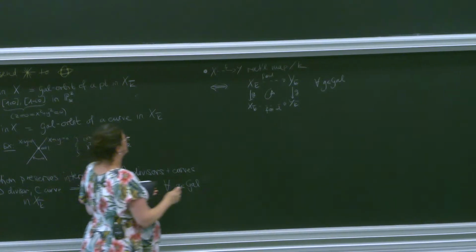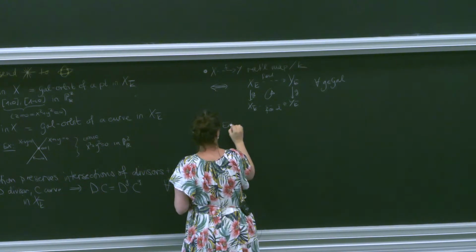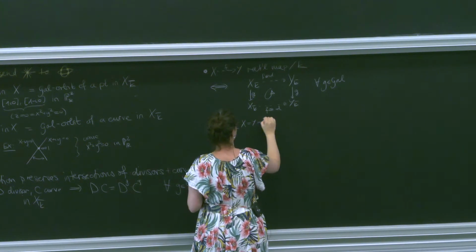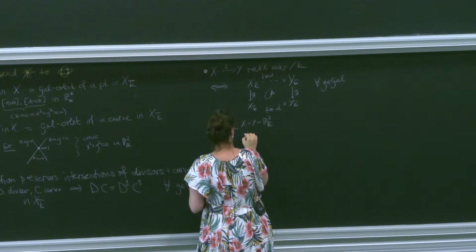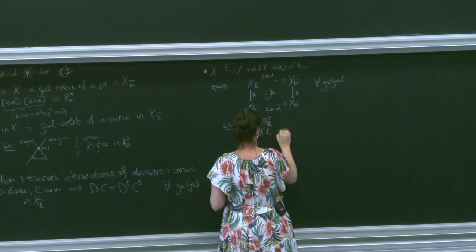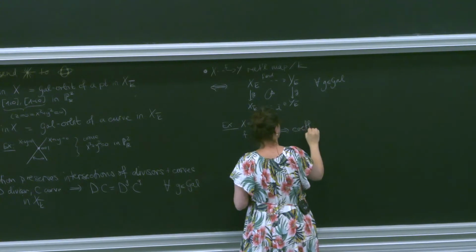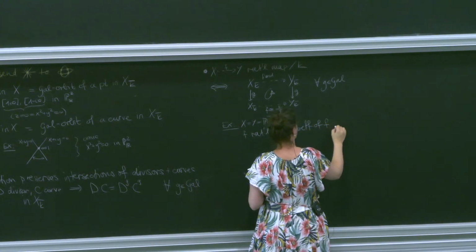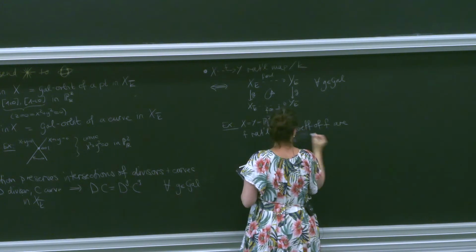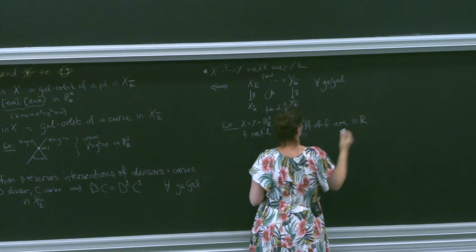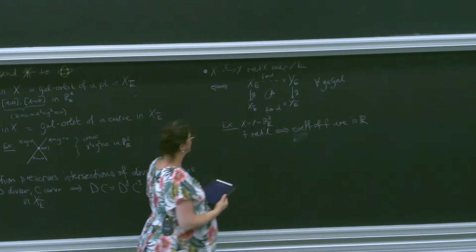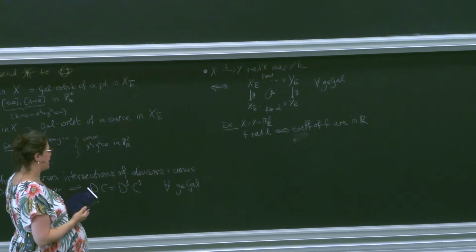So for example, for X and Y equal to P2, f is rational if and only if the coefficients of f are actually in R. In K, sorry. You can replace R by K.